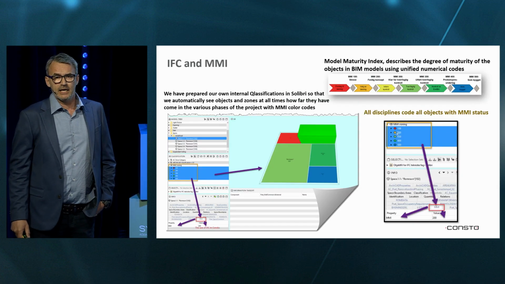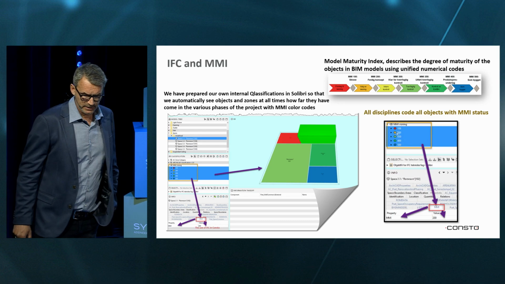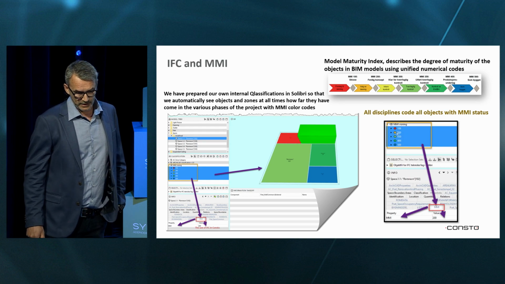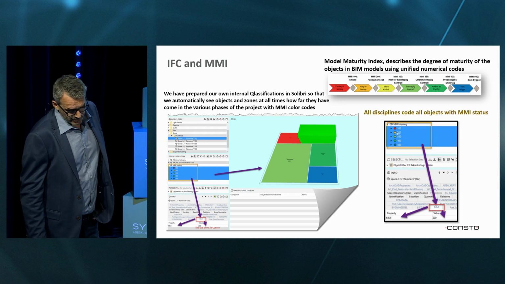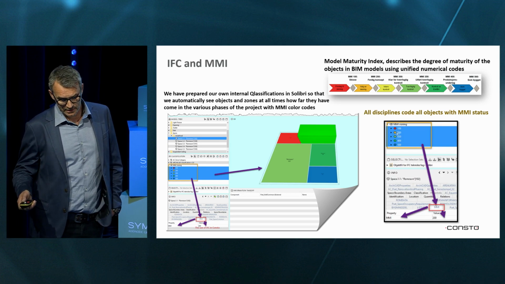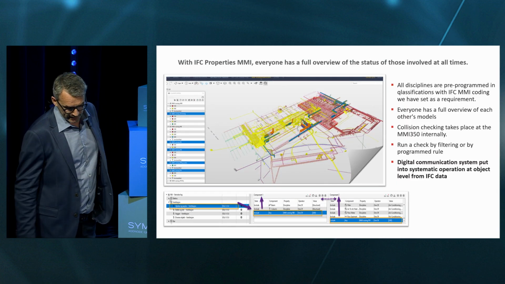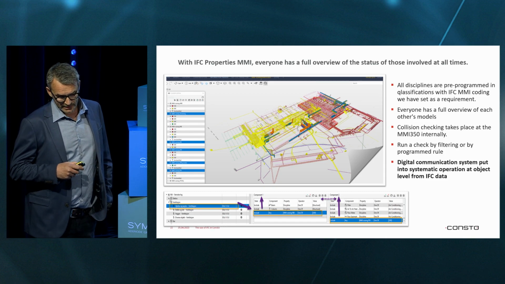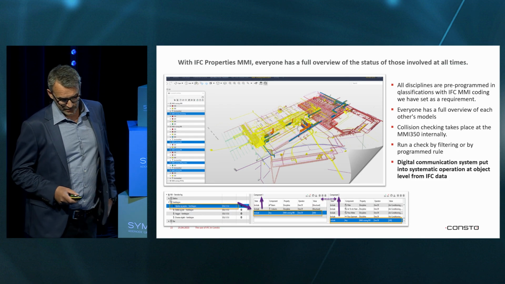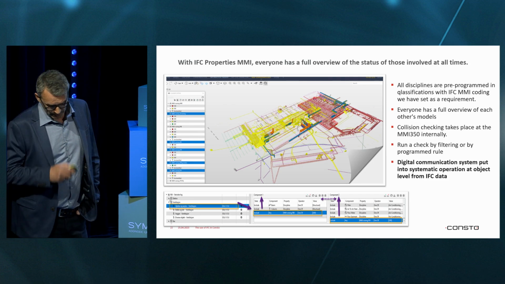And IFC and MMI. MMI stands for Model Maturity Index. It describes the degree of maturity of the objects in the BIM model using unified numeric codes. So all disciplines in our project code their objects with MMI status. In this way, we can easily see how far they have come in the process of modeling it. And everyone has a full overview of each other's models.